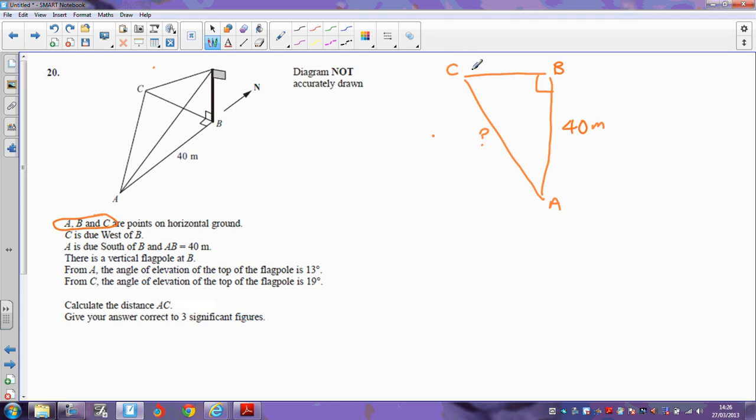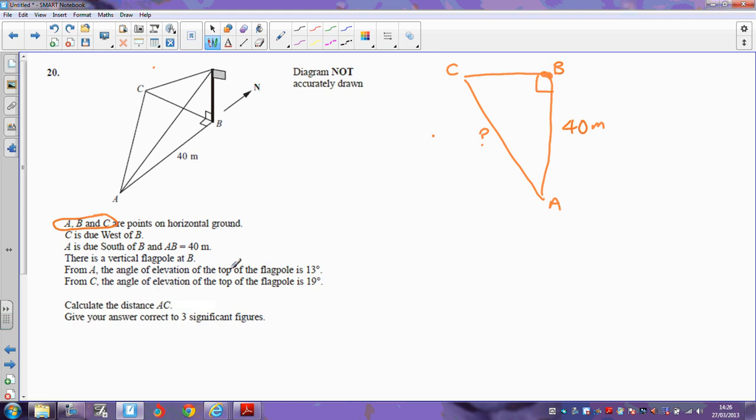Now, in order to find AC, if we could find the length of BC, in other words, this one here, we would be able to use Pythagoras' theorem to find the length of AC. And that's exactly what we're going to do. Okay, so we're told that C is west of B. In other words, this is a right angle. A is south of B, giving us the right angle again. AB is 40 meters. This flagpole here is vertical, so it's coming directly upwards from B towards you.